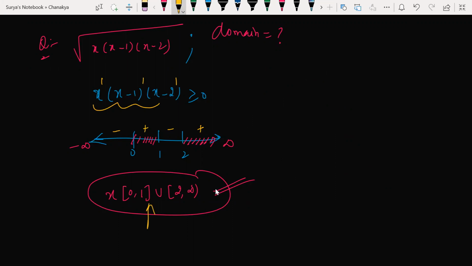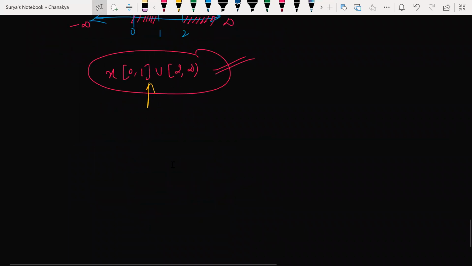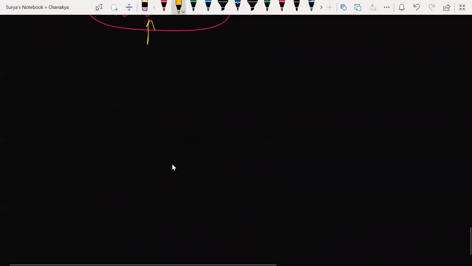How simple it is. Any doubts? Children, any doubts? Hello, people. Tell me. No, sir. Next type of function is the logarithmic function. What is that? Logarithmic function. Or else I'll just give one more question. We will solve whatever we have done today, so based on that, I'll give you one more question. Okay.